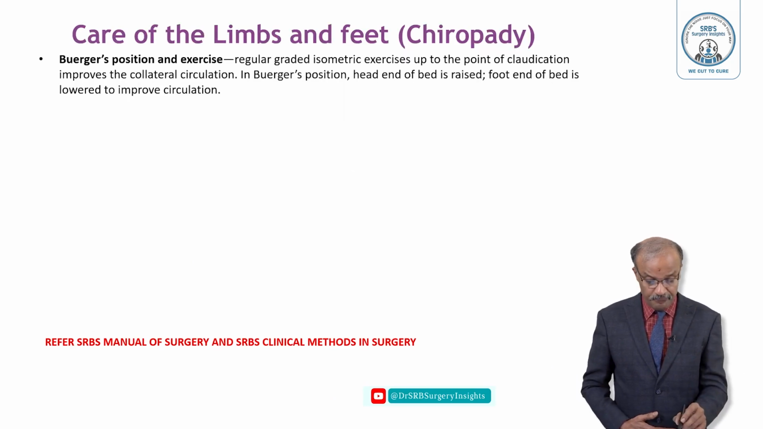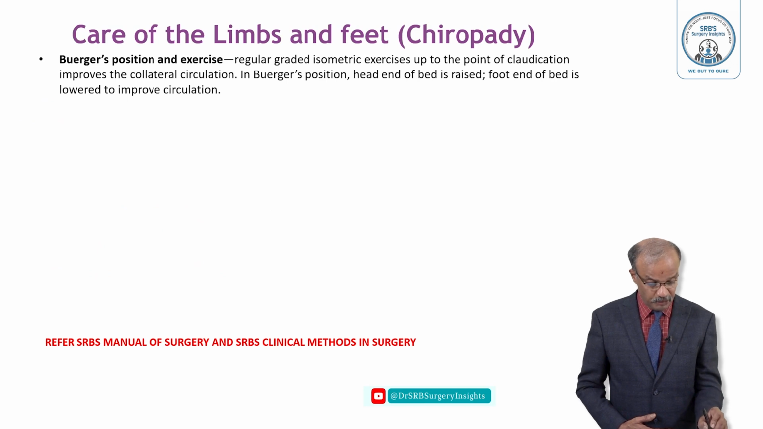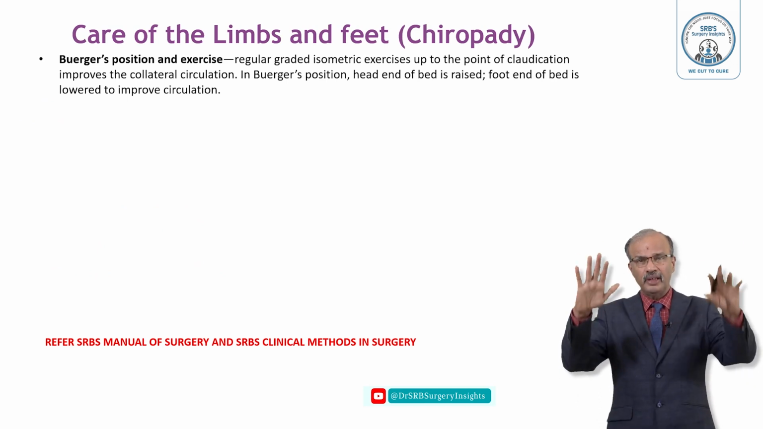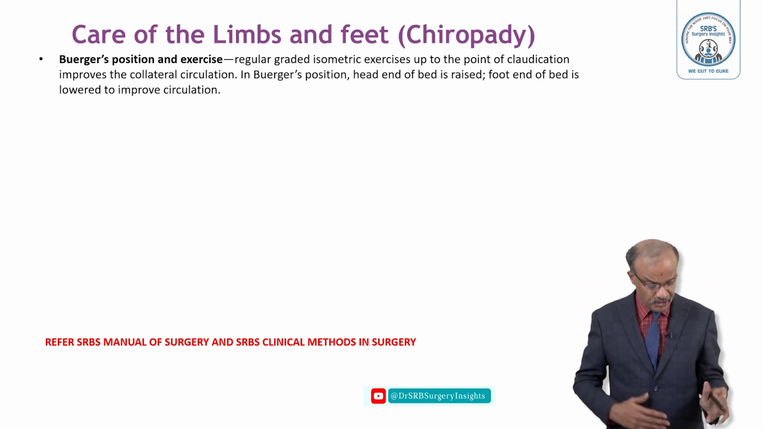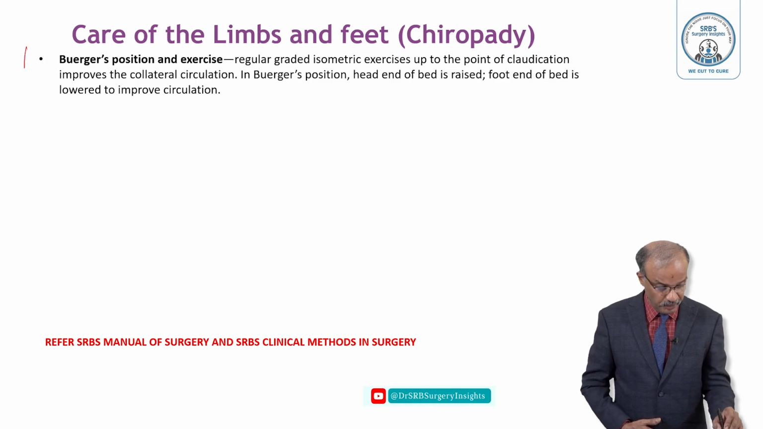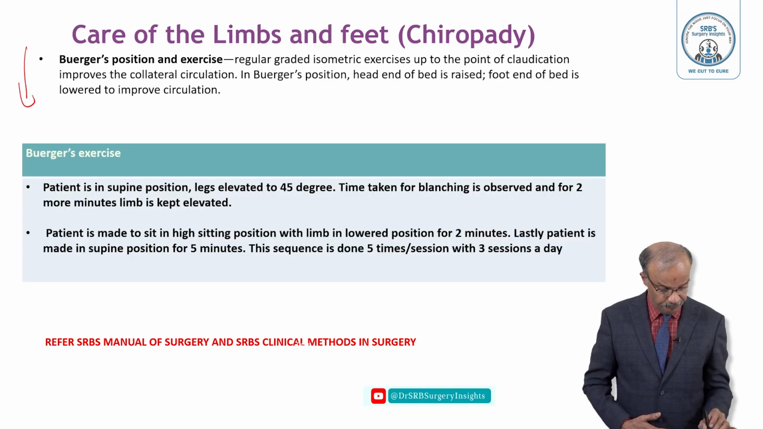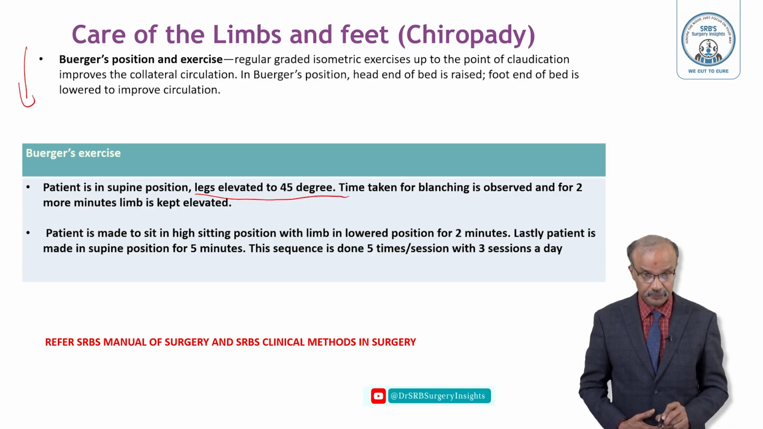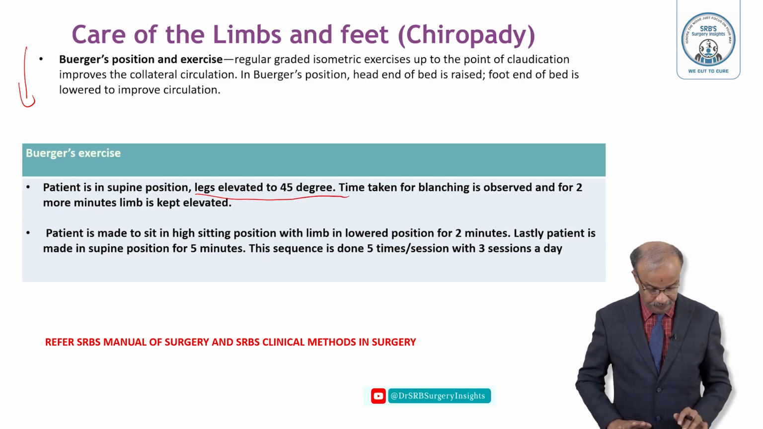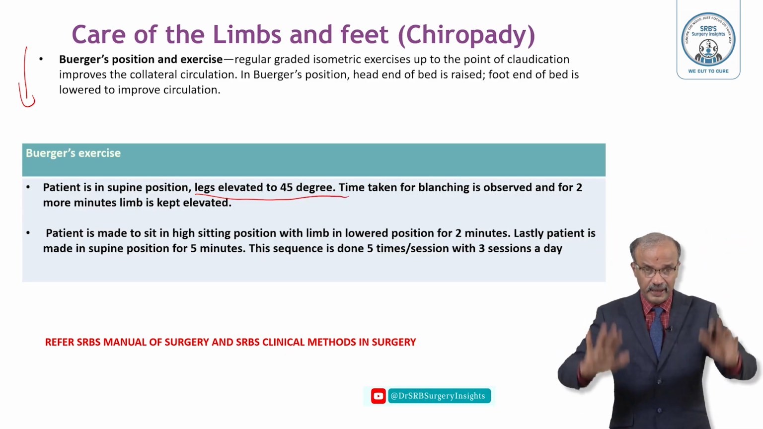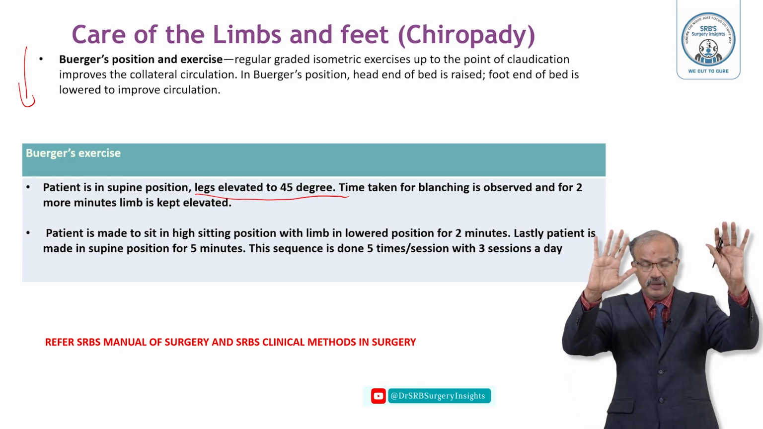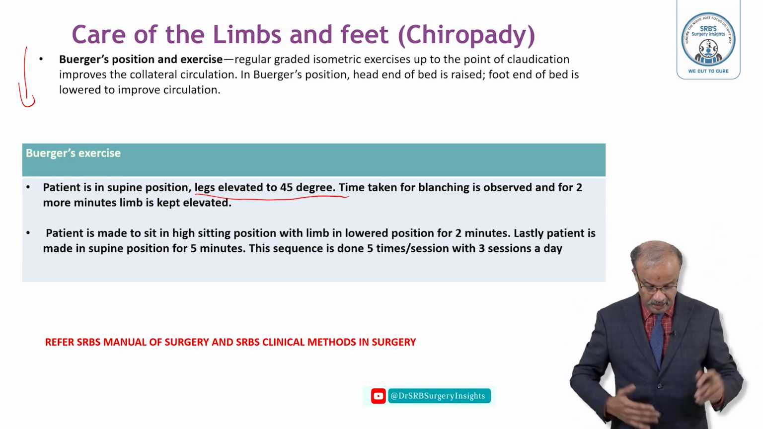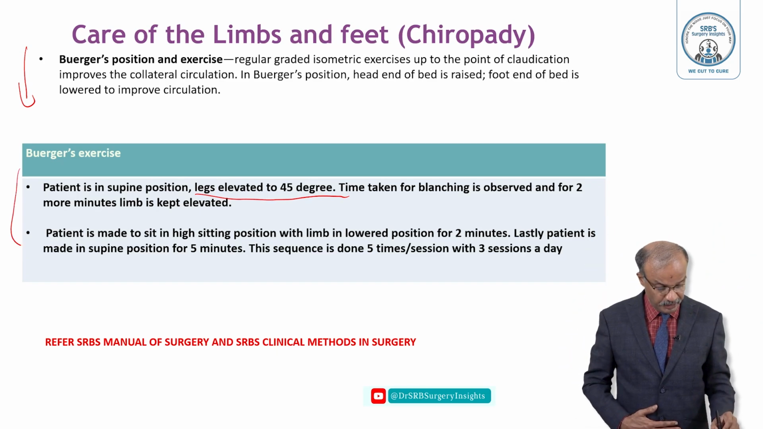So care of the limb and feet, Buerger's position and exercise. These are the things. Limb elevation, then reduce. All those exercises are important to improve the circulation. This is most important. This is how exactly we will do the exercise. Legs elevated to 45 degrees and kept for 2 minutes. Kept elevated, then again lowered. Kept elevated 2 minutes, lowered. Like that. Different methods are there, like it is mentioned.